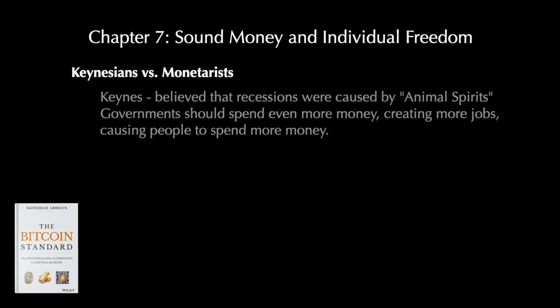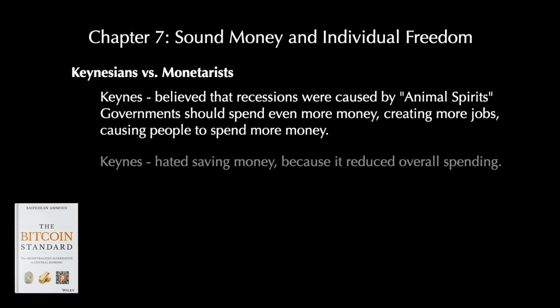Keynes believed that a recession is caused by animal spirits, and that during a recession, the government should spend even more money on government programs, which will create jobs and cause people to spend more money. Keynesians tried to avoid raising taxes to fight recessions, instead relying on government printing and spending of money. Keynes also hated saving money, because saving money reduced overall spending. By printing more money and debasing the money supply, Keynesians hoped to motivate people to spend their savings, because it's always decreasing in value over time.